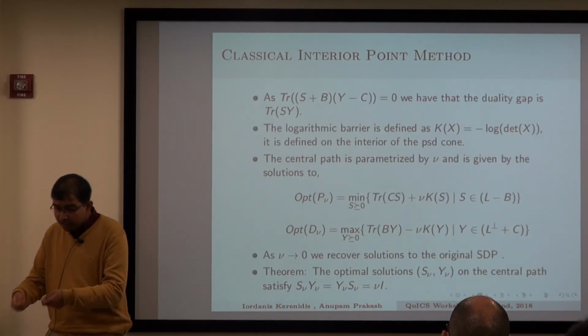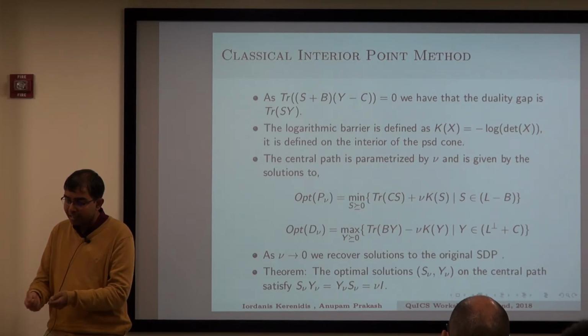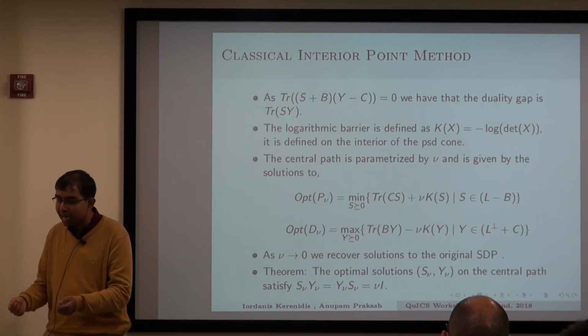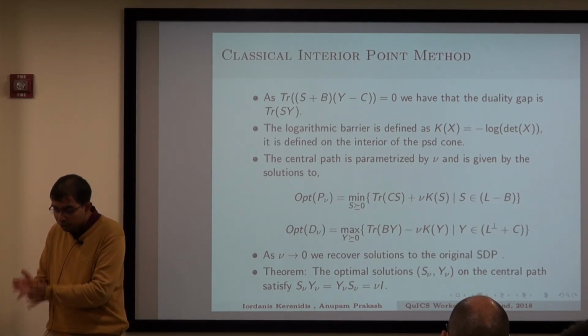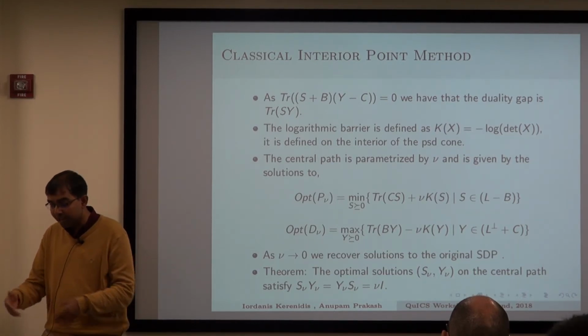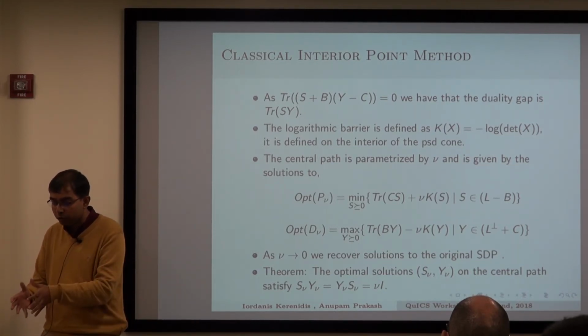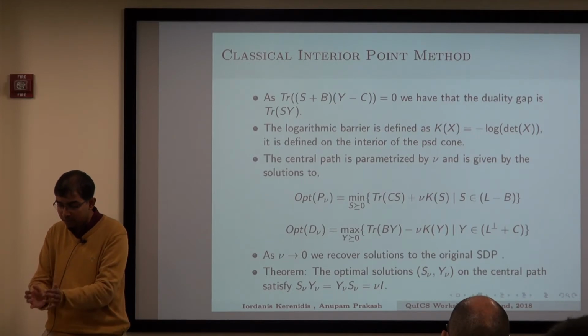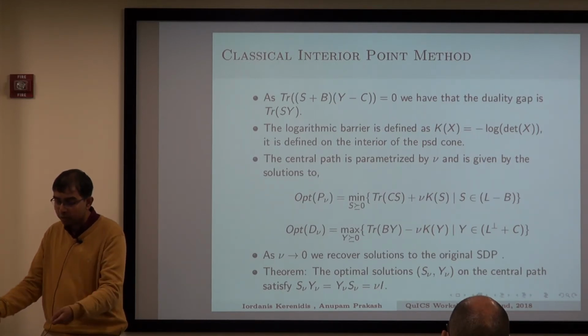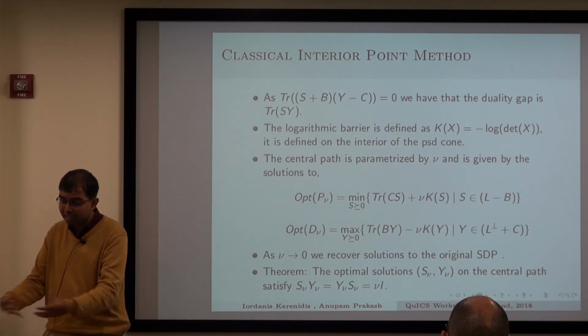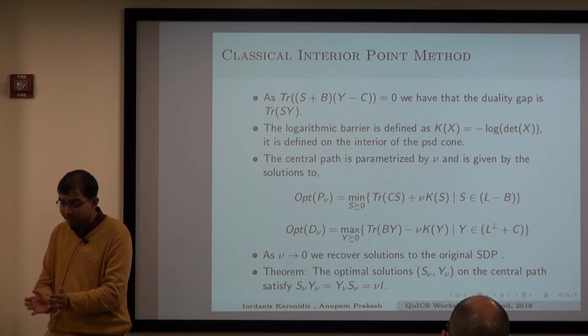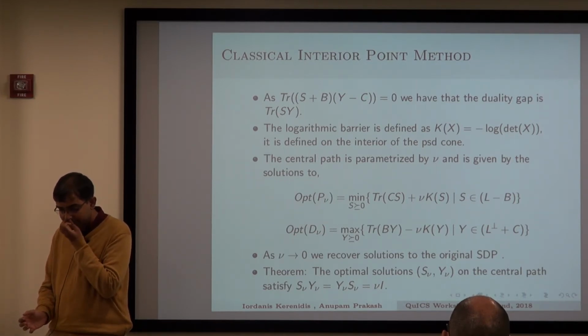So another advantage of the new formulation is that we have a very simple expression for the duality gap, which is the difference between the dual solution and the primal solution. So as S plus B belongs to L and Y minus C belongs to L perp, we have that the trace of these two is 0. And when we expand this out, we get that trace SY is exactly the duality gap. So there's a very simple expression for the duality gap.